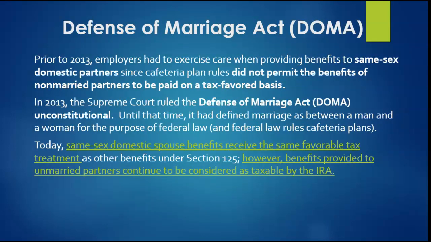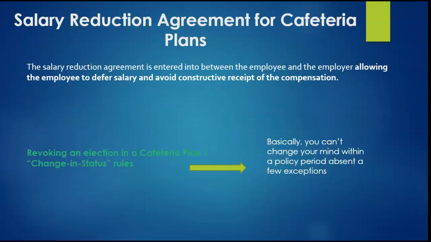Of course, this is a bit of an outdated rule, but it used to be that domestic partner relationships and same-sex partnerships, back several years ago, could not be covered under Section 125 plans. Of course, a lot of that has changed, definitely in recent years.